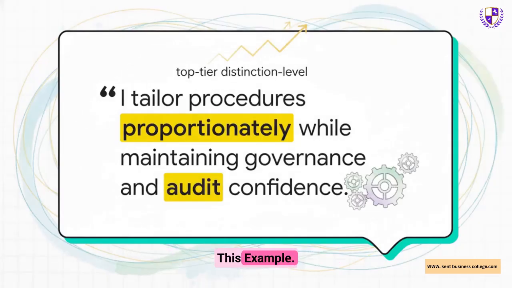Check out this example. This isn't just a good answer. This is a distinction-level answer. Notice the specific words. It shows judgment, talking about tailoring procedures proportionately, but it also shows responsibility by maintaining governance and audit confidence. It's confident, it's precise, and it links theory directly to what you do every day. This is absolutely the level you should be aiming for.